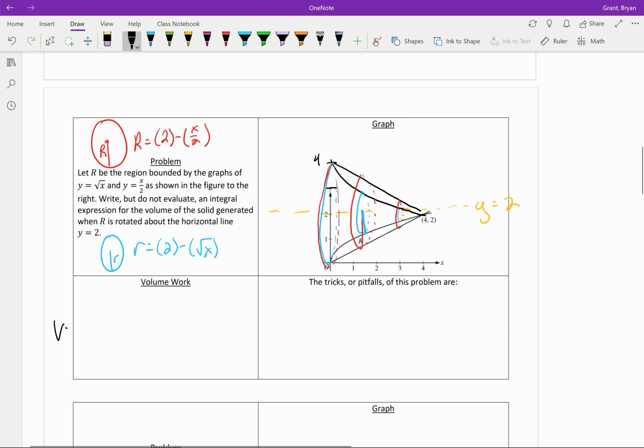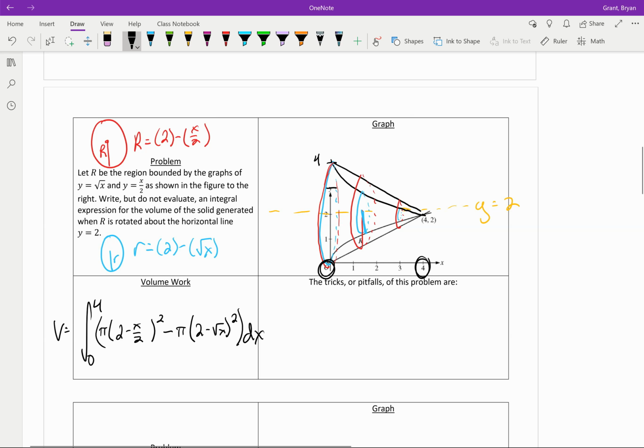So to find the volume here, we're going to sum up all of these, and it's going to be pi times big R, 2 minus x over 2 squared. That's going to be too much, so we need to subtract off pi times little r, 2 minus the square root of x squared, dx. And then, what are my limits of integration? Well, it looks like we're starting at 0, we're ending at 4, and we're set.